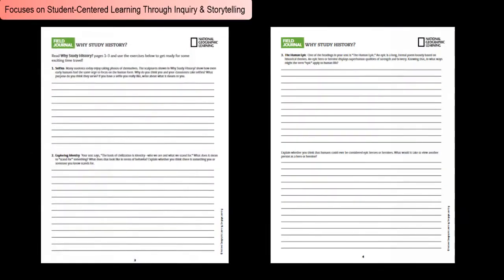The field journal is a companion to the world history textbook. As you can see, the field journal is not a workbook. In it, we ask students to think about issues, form opinions, and provide reasons for those opinions. It is a place for students to record their thoughts and to help make sense of what they're reading.